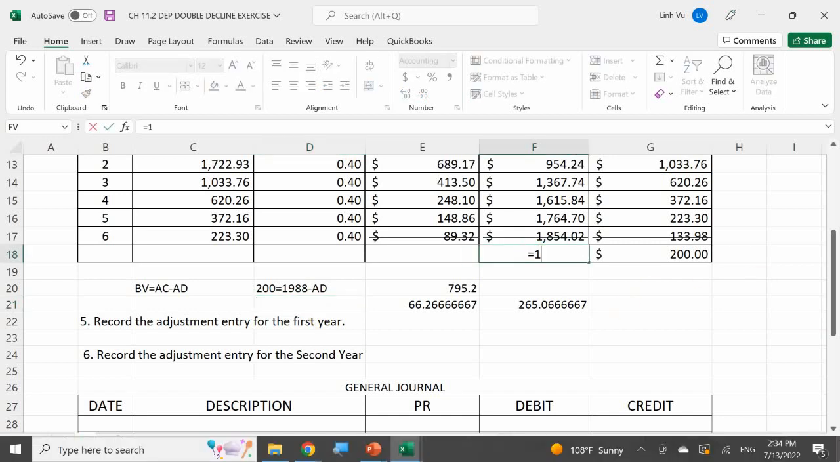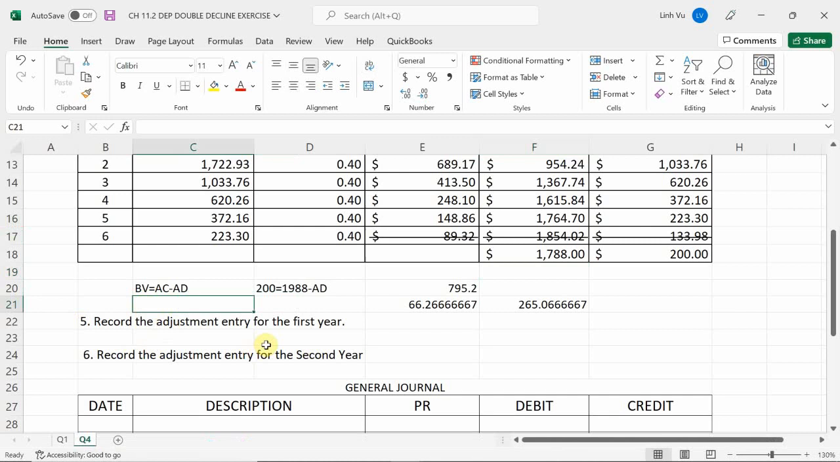You can even do the math here. 1988 minus 200. That means your accumulated depreciation is going to be 1788, right? So now we need to solve for our next one, which we know that the accumulated depreciation is going to be your previous accumulated depreciation plus your current year's depreciation expense, right?